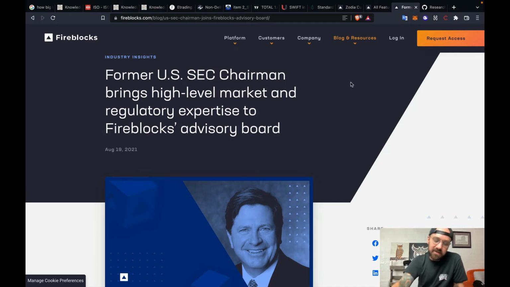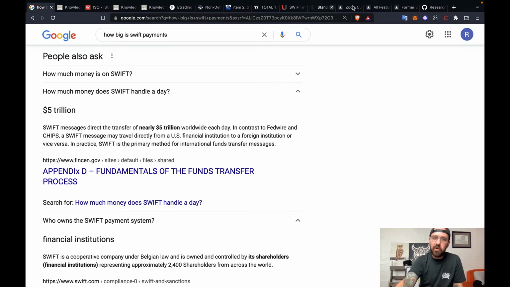We know that Jay Clayton sued Ripple the day before he left office, and he left office roughly 2 weeks prior to the end of his tenure. He is on Fireblocks' high-level regulatory advisory board, along with some other very heavy hitters, and Fireblocks is actually framing themselves as the quote-unquote SWIFT for crypto.